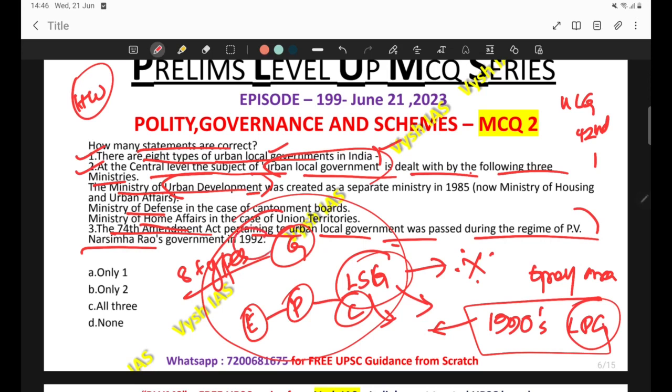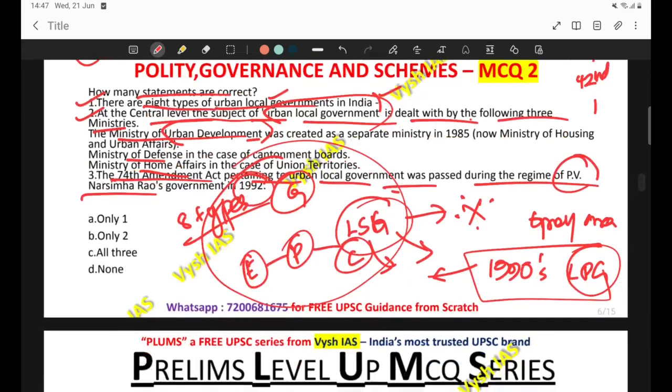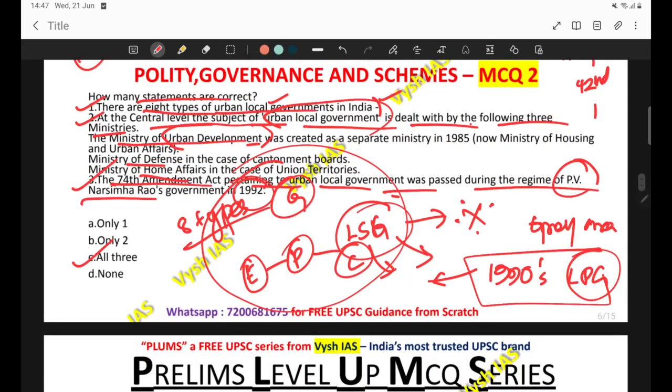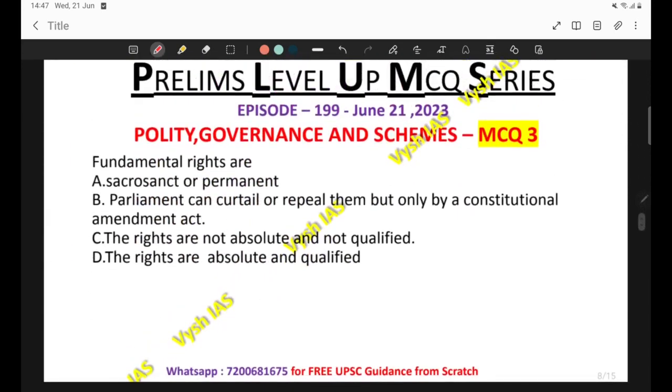If you know that during the period of 1992 there was the PV Narasimha Rao government, you can get an idea. Please go through world history also to get a glimpse of important ministers and all. So this statement is also correct. So all three are correct. Now come to the next question.